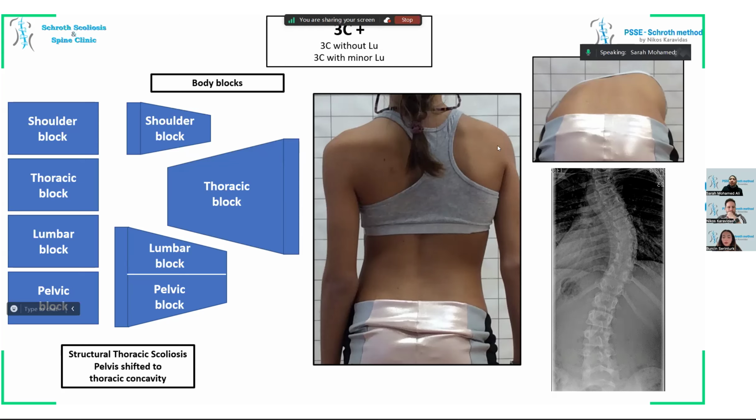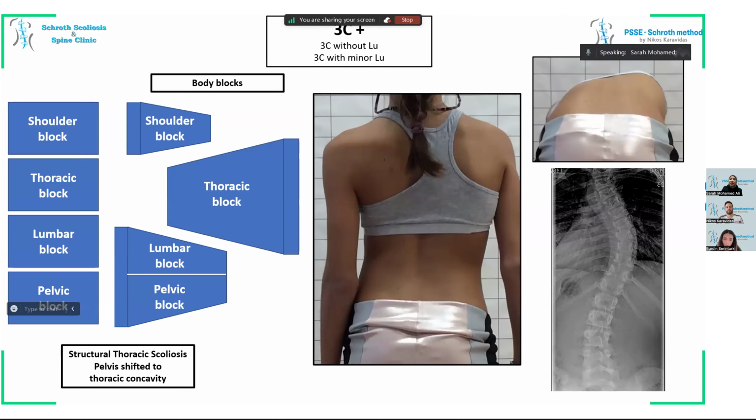Now, where is the pelvis in relation to the trunk? The pelvis in relation to the main curve is shifted to the thoracic concavity. When the pelvis is shifted to the thoracic concavity, it means that this curve type is 3C. I haven't yet decided if it's a plus or minus. When I want to decide, I follow the criteria that we described in the first slides: the clinical criteria, the radiological criteria, and the prognostic criteria.